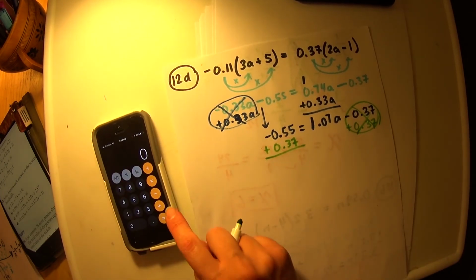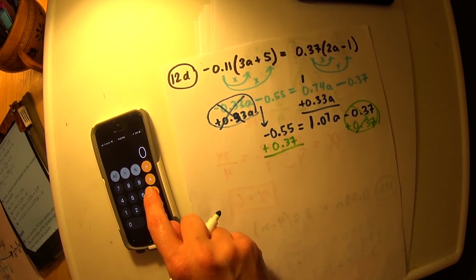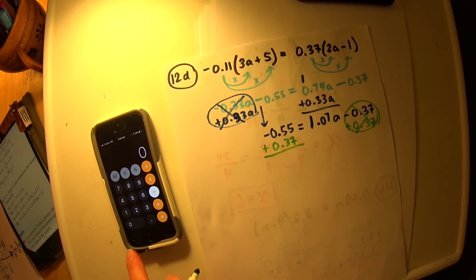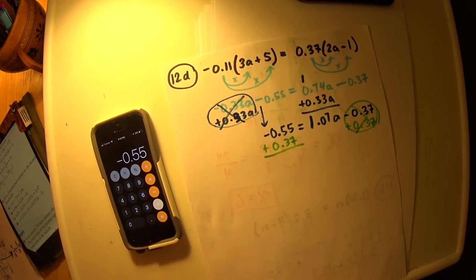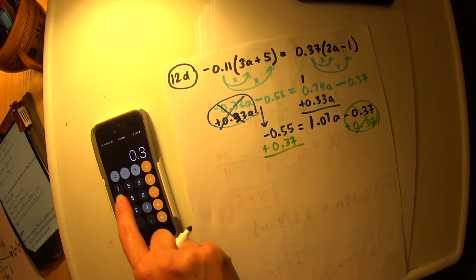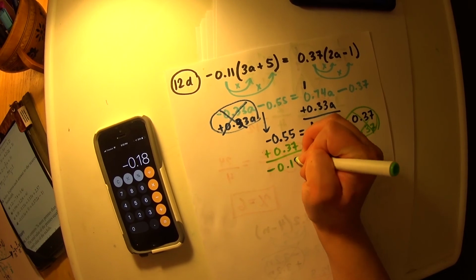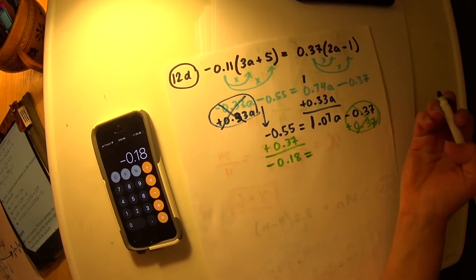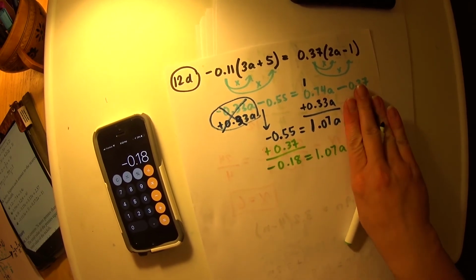Okay, make your life easy. Just put it in your calculator. Just make sure you type it with the negative sign. Type it carefully. Negative 0.55 plus 0.37 equals negative 0.18 on the left side of my equal sign. On the right, I've got this 1.07a still. The constant is gone.